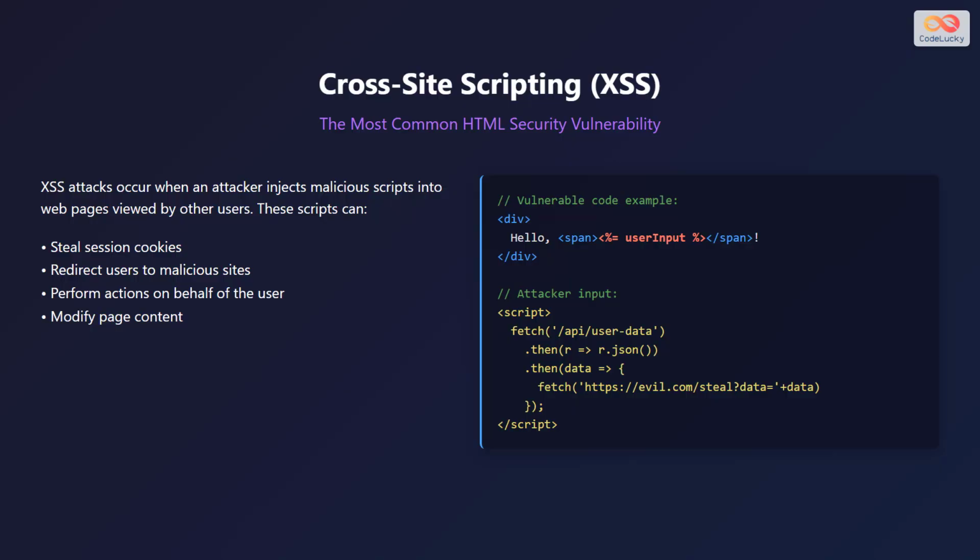Cross-site scripting, also known as XSS, is the most common HTML security vulnerability. XSS attacks occur when an attacker injects malicious scripts into web pages viewed by other users. These scripts can steal session cookies, redirect users to malicious sites, perform actions on behalf of the user, or modify the page content. Here's an example of vulnerable code: a simple HTML snippet that displays a user's input directly within a division tag. The attacker can input a script tag that fetches user data from the API and sends it to an external site. This way, the attacker will be able to steal user data.